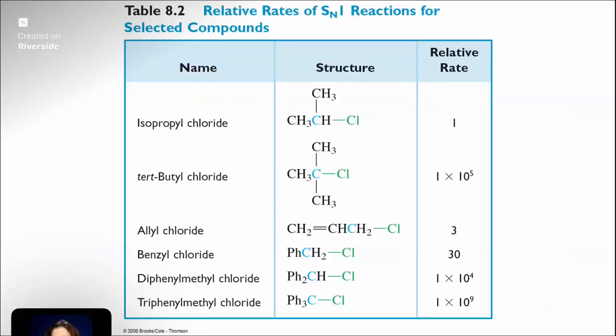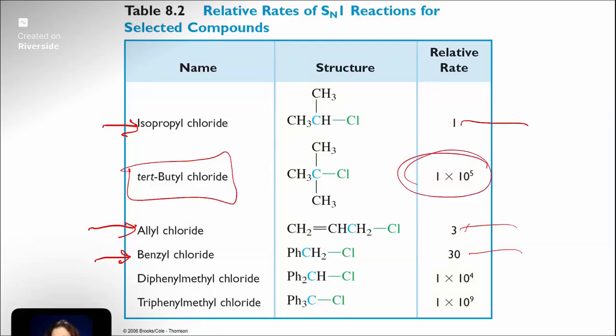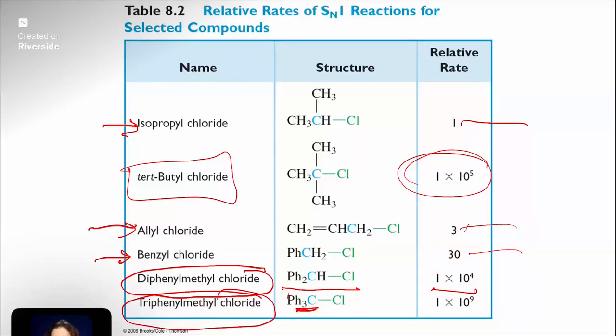And here are some relative rates. It shows you that secondary isopropyl chloride, allylic chloride, and benzylic chloride will all react at about the same rate, or within the same order of magnitude. Making it tertiary makes it much, much faster, similar to dibenzyl, having 2 delocalizing groups. And if you put 3 delocalizing groups, triphenyl, next to the leaving group, you go even faster.